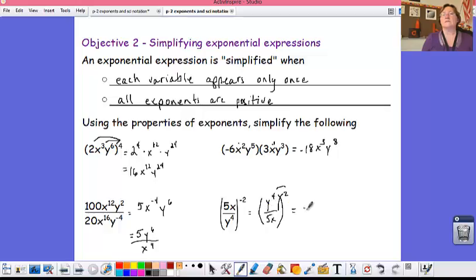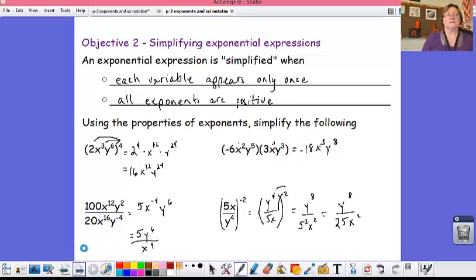So y to the 4th to the 2nd, that's y to the, you multiply here because you're raising a power to a power, y to the 8th over, and it will be 5 squared x squared. That exponent goes to both parts of the product. 5 squared is 25, and we can write that to make our expression be in its most simplified form.